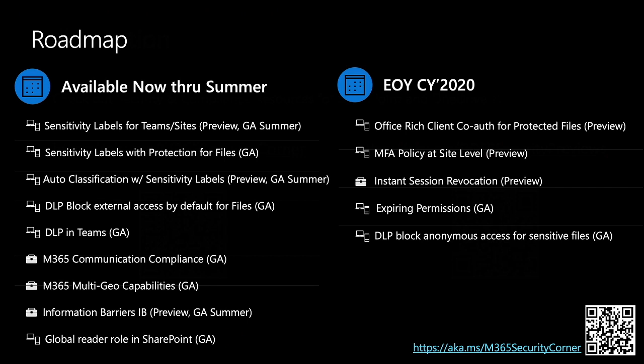We also have another advanced feature, instant session revocations. You can revoke a session in Azure Active Directory, then all the services across Microsoft 365 will honor that particular revocation. Expiring permissions for external users is another item we are working on. It's available in preview now, and we're looking to GA that this year. And then finally, the DLP block anonymous access for sensitive files. It's available in private preview, and it's going to be available as GA towards the end of the year.